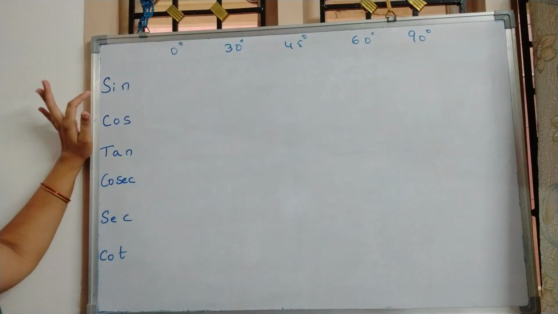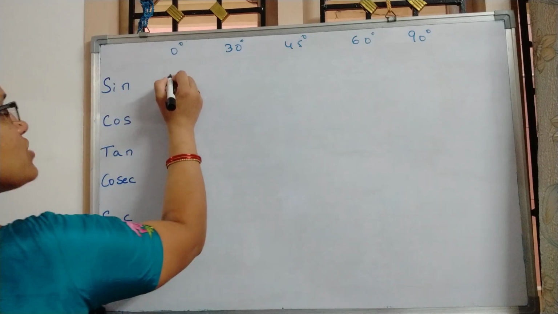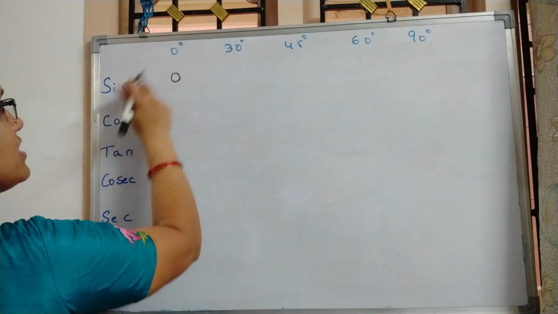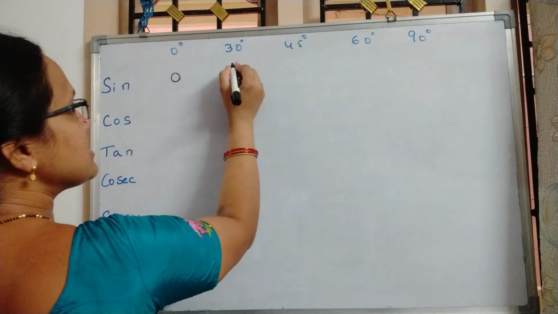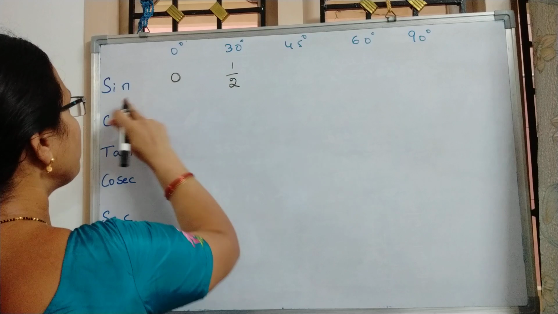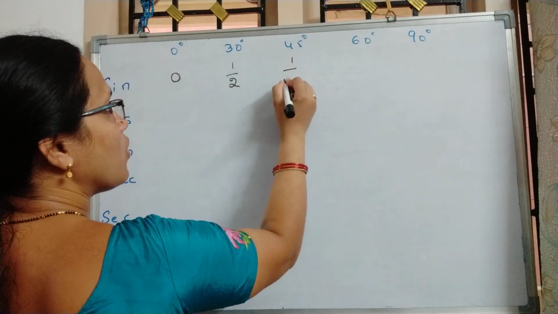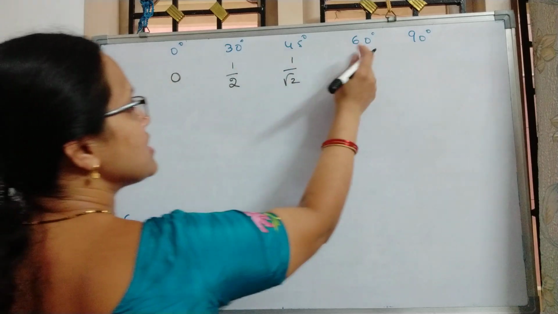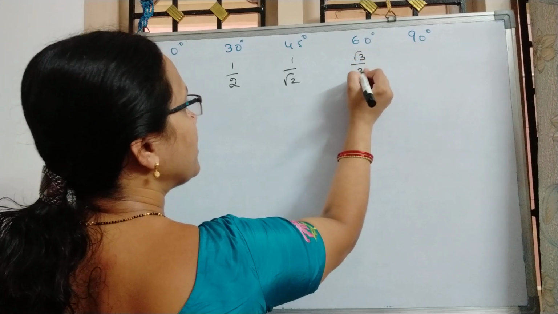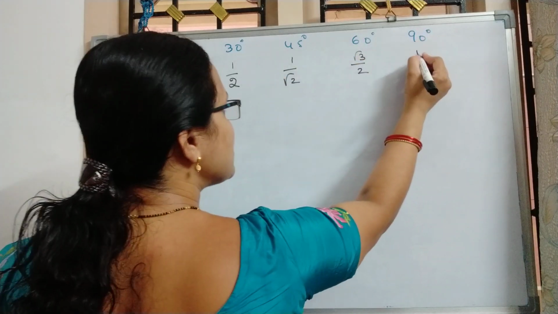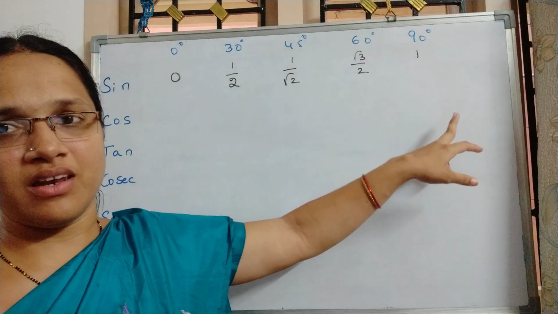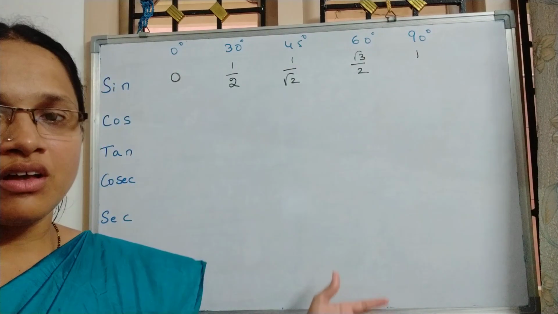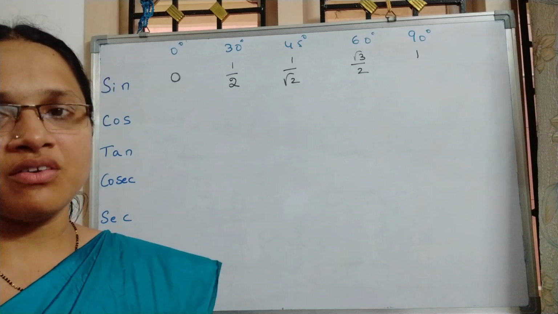First one is sine, where the sine value starts from 0, children. So sine 0 degrees is 0, sine 30 degrees is 1 by 2, sine 45 degrees is 1 by root 2, sine 60 degrees is root 3 by 2, and sine 90 degrees is 1. If you learn only this line of sine, it helps you a lot to find the values of the other remaining trigonometric ratios.